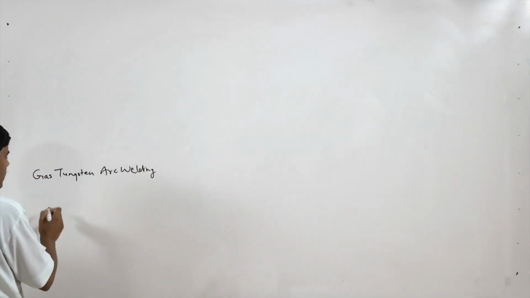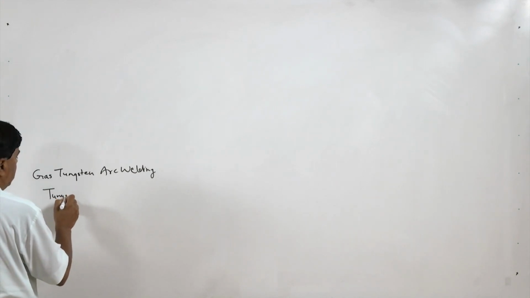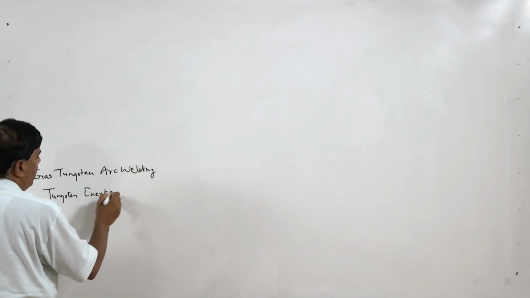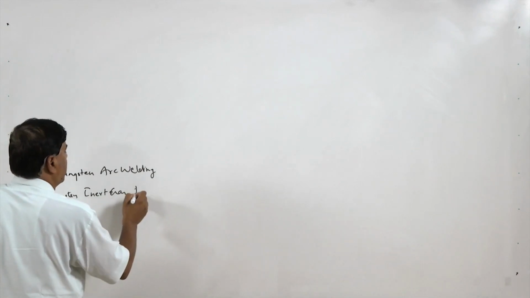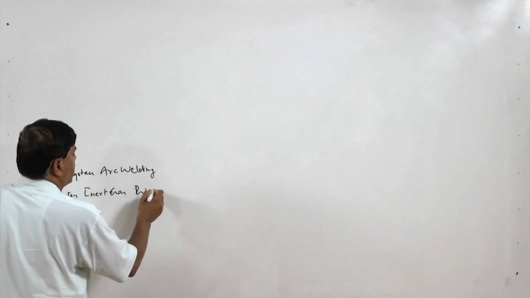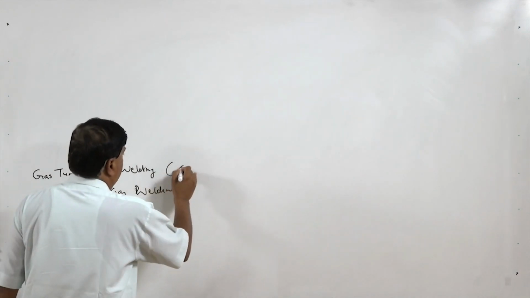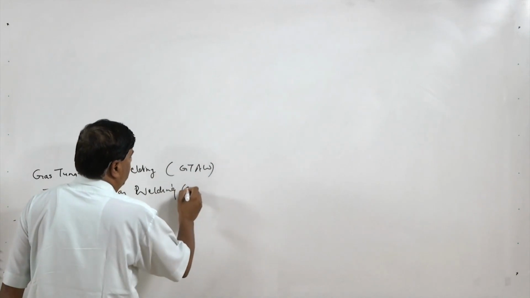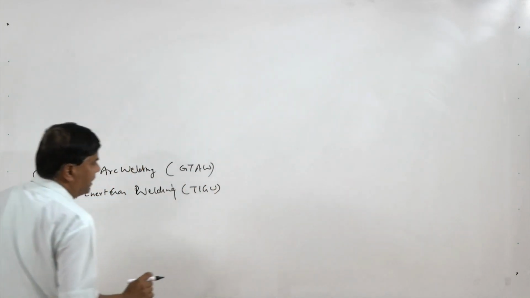This process is also known as tungsten inert gas welding process. So, in abbreviation form it is written as GTAW and TIG welding.